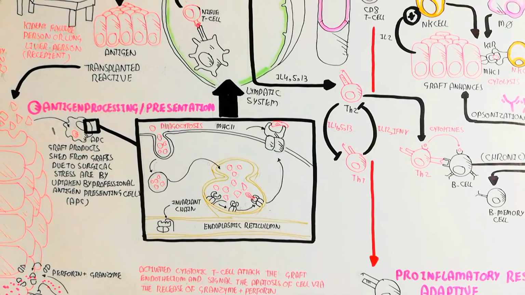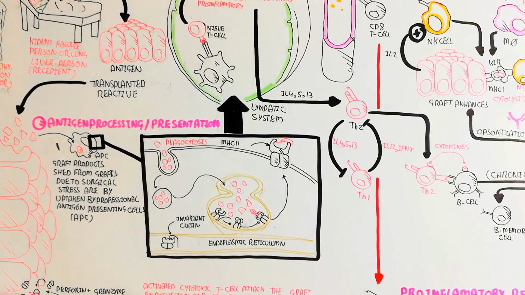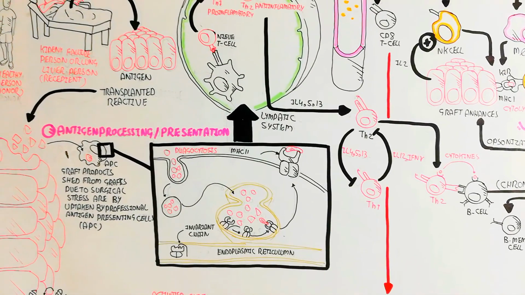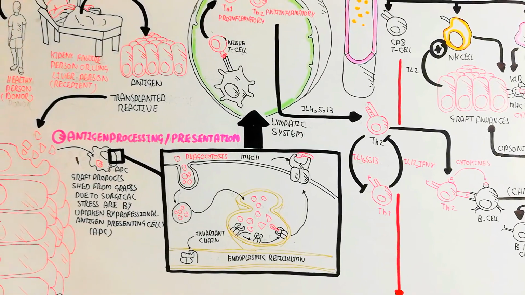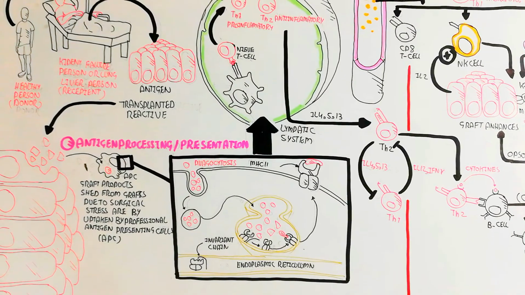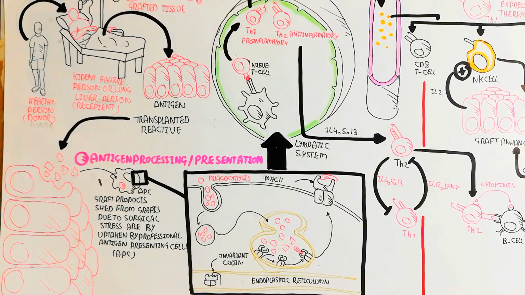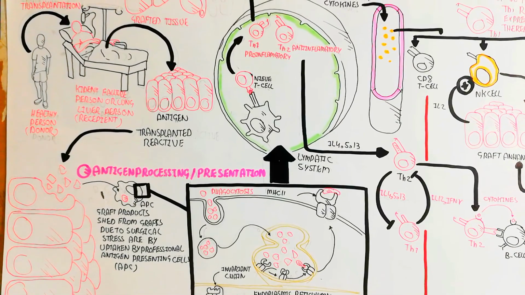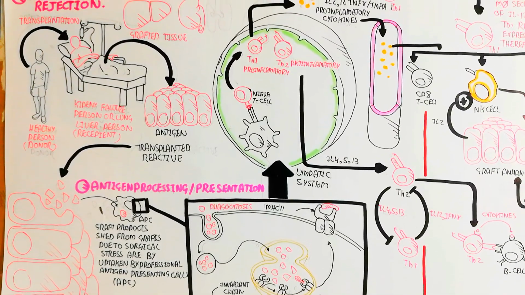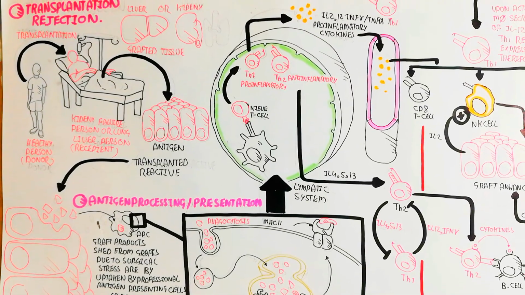So when the cross match is not compatible, agglutination formation will occur during the cross match test. If we introduce this grafted tissue, it will increase the inflammation and damage the antigen, the grafted tissue. So thanks for watching.